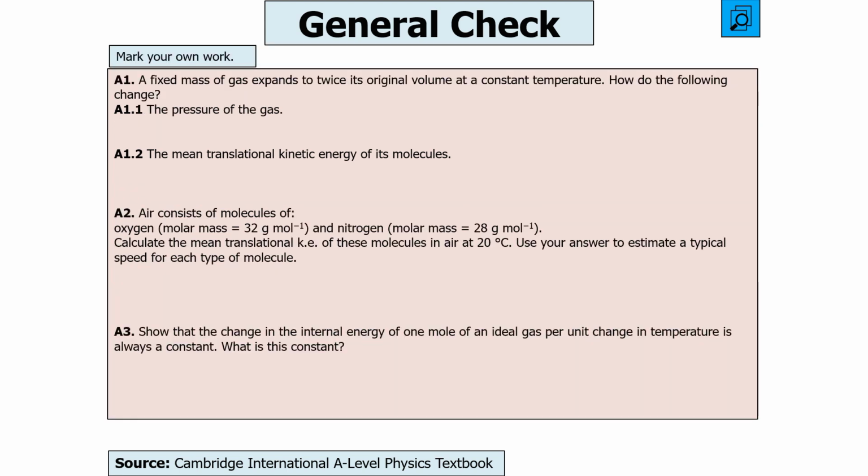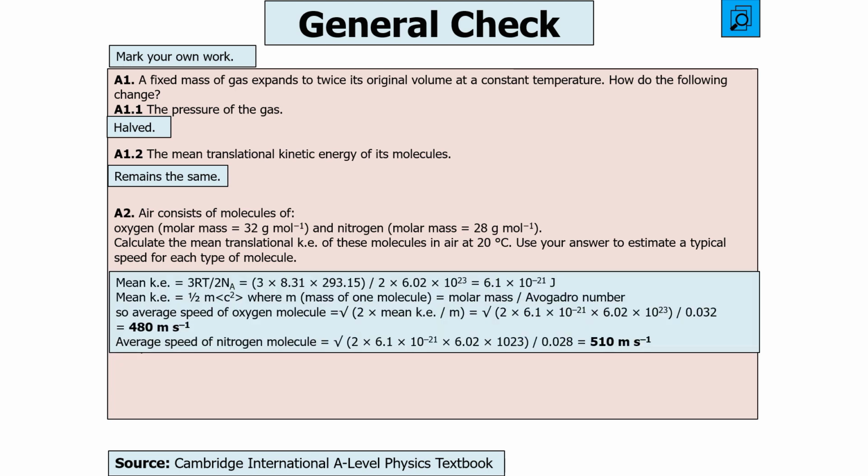Right, we can see that, like we said before, PV equals a constant. So if it's now twice its original volume, then the pressure will halve. Now the kinetic energy will remain the same because E equals 3 over 2 kT. k and T are constant, so therefore the kinetic energy will be constant. We can work out the kinetic energy for each one by doing 3 over 2 kT, or we could be doing a half mv squared.